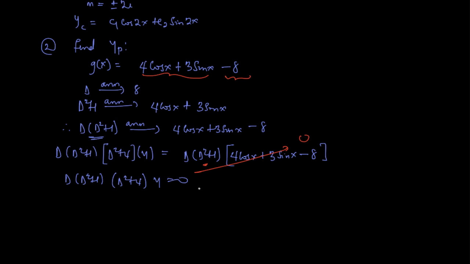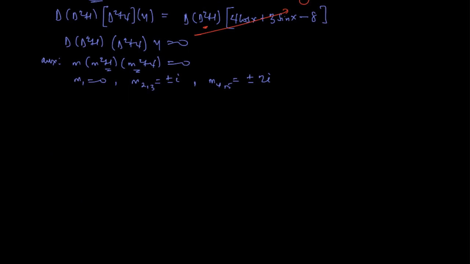Now this is a homogeneous system, and to solve it, the first thing we do is we need the auxiliary equation. Wherever you see D, you replace it with m. So you have m into m squared plus 1 into m squared plus 4 equals 0. On solving this, we have the roots m1 equals 0, m2 and m3 equal to plus or minus i, and m4 and m5 equal to plus or minus 2i. So this is what we have.